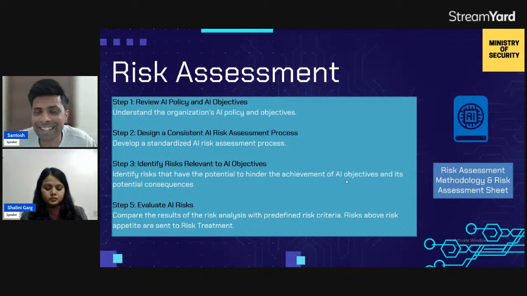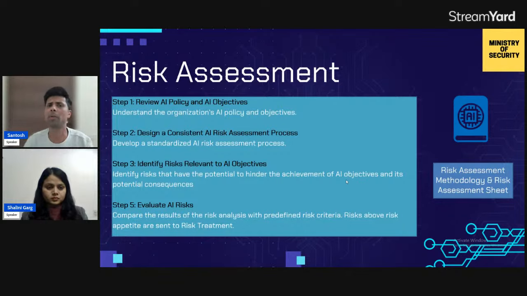The next interesting part is the risk assessment. Till date we have been doing risk assessment from an information security standpoint or a privacy standpoint, but now we talk about risk assessment from an artificial intelligence perspective. First we need to review the AI policy and objectives, and to achieve those AI objectives, what can be the showstoppers? Those showstoppers are nothing but the risks, which need to be drafted and documented using a proper risk assessment methodology document.